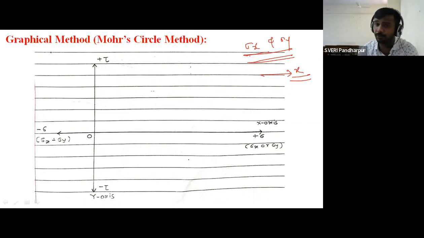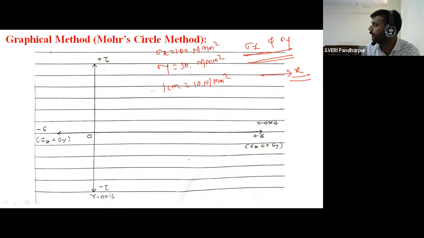For example, sigma x is equal to 100 Newton per mm square and sigma y is equal to 50 Newton per mm square. We are selecting one scale, that is 1 centimeter is equal to 10 Newton per mm square.